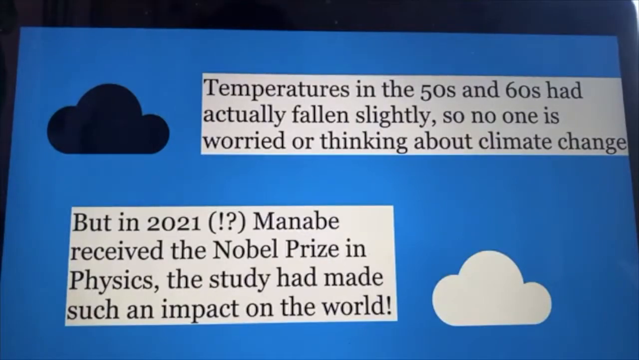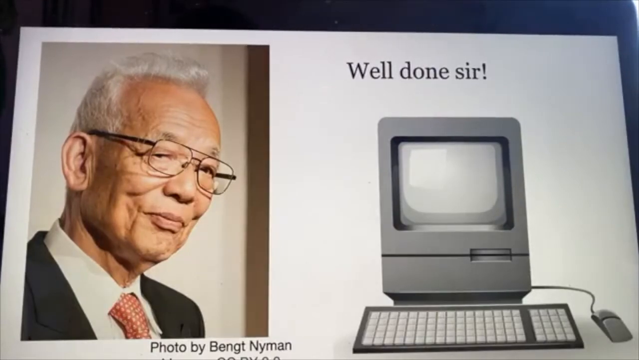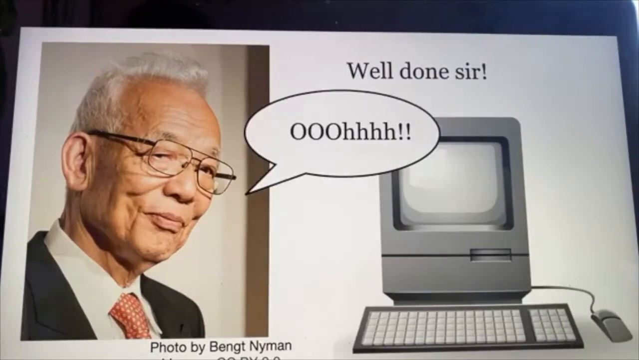But in 2021, just last year, Dr. Manabe received the Nobel Prize in Physics because the study had made such an impact on the world. People looked back and realised it was one of the most fundamental studies that had been done on the planet's future. So very well done, Dr. Manabe. I did not hear about it last year, but I'm very pleased that I heard about it now.